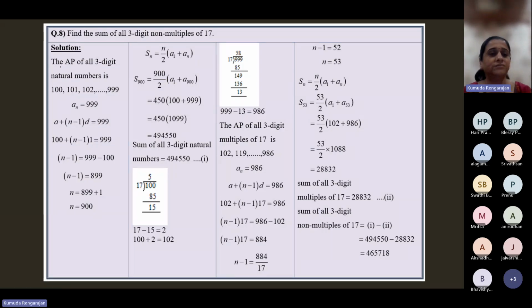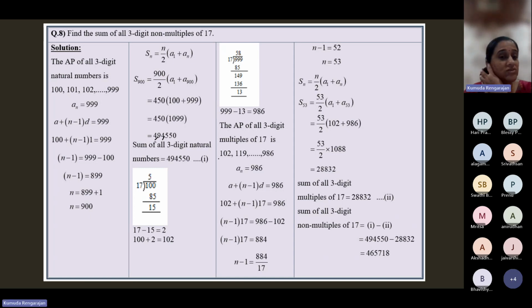So please see the answer. The AP of all 3-digit numbers is 100, 101, 102, and so on till 999. You need to find the sum of all these numbers. To find the sum, first you need to find n. So an is 999. Find the value of n. N is 900. Now find S900: 900 by 2 of the first term plus the last term. First term is 100, last term is 999. So the sum of all these numbers is 4,94,550. This is the sum of all 3-digit natural numbers, from 100 to 999.